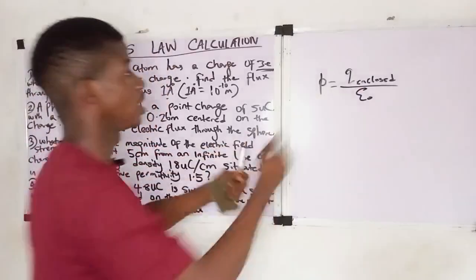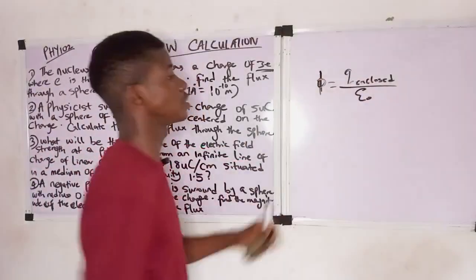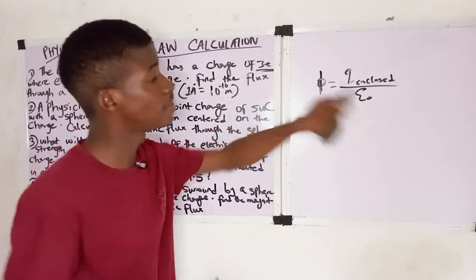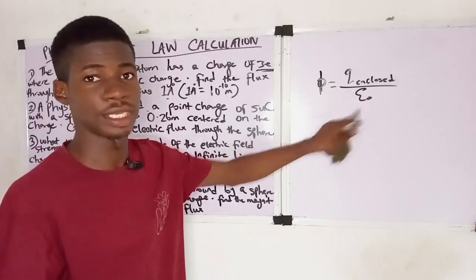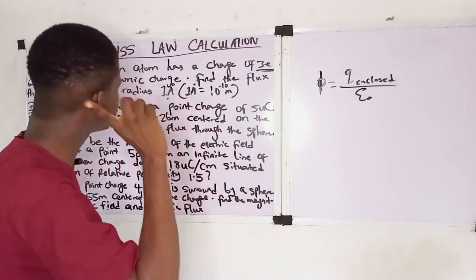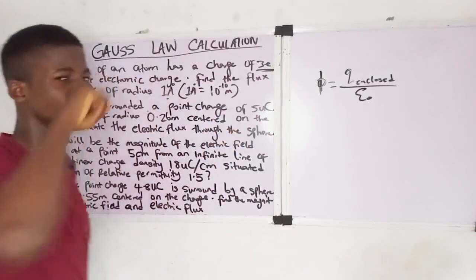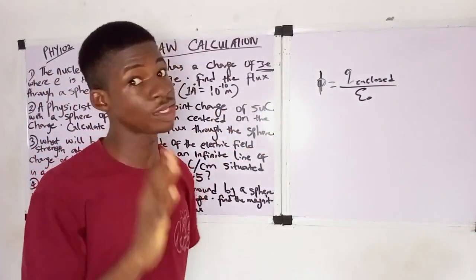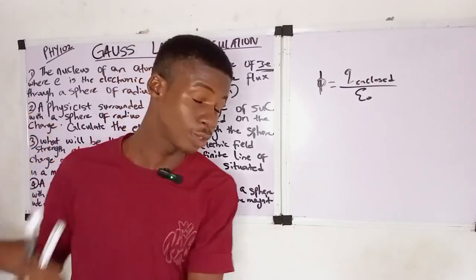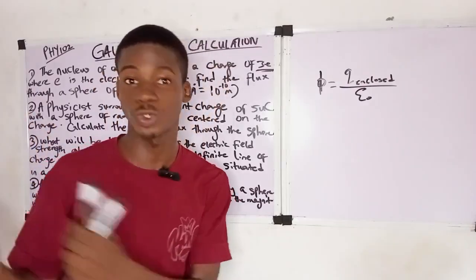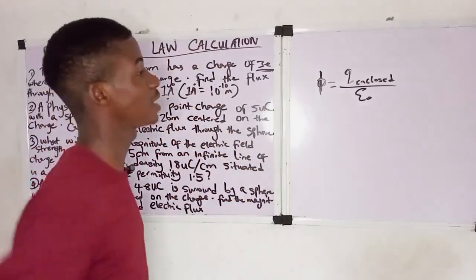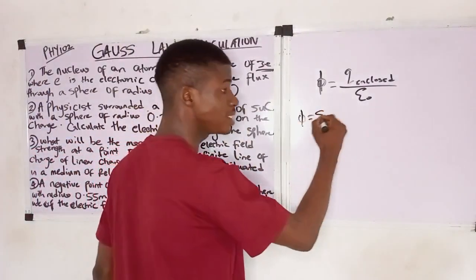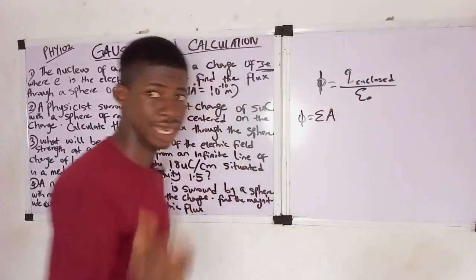Gauss law tells us that the flux is equal to the charge enclosed divided by the permittivity of free space. Since the question asks us to look for flux, remember in our previous class, and I advise you to go through that class first if you have not, I told you that flux is equal to electric field times area.